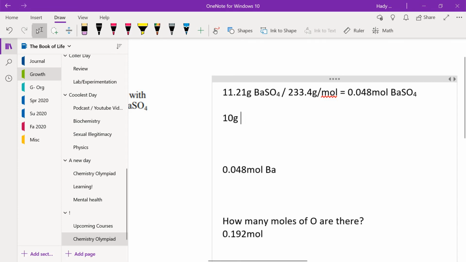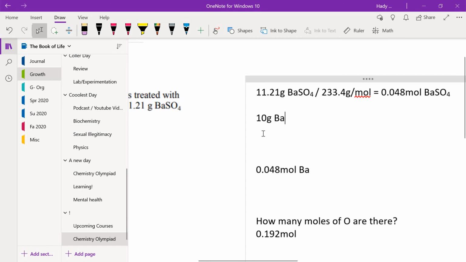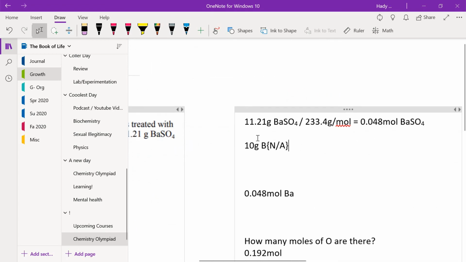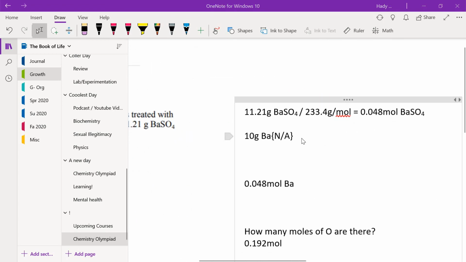So you have 10 grams of Ba and something else. I'm not going to put a Y because that's an actual element, I now realize. Let's call it unknown, N-A. Okay, there we go. So we have 10 grams of this mystery salt. We have barium attached to something.